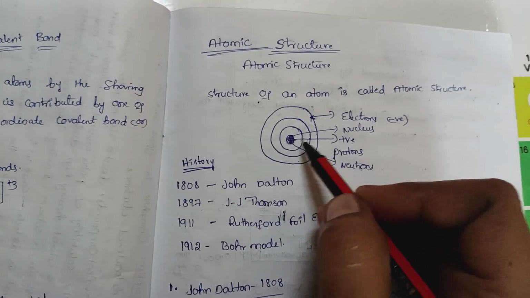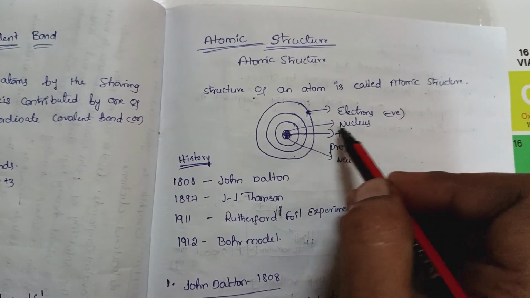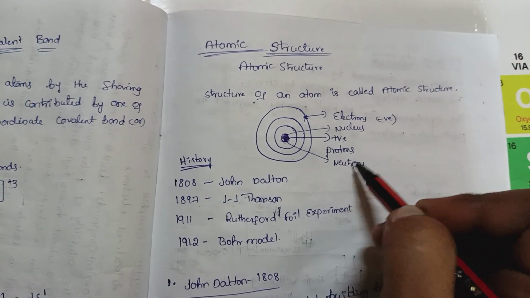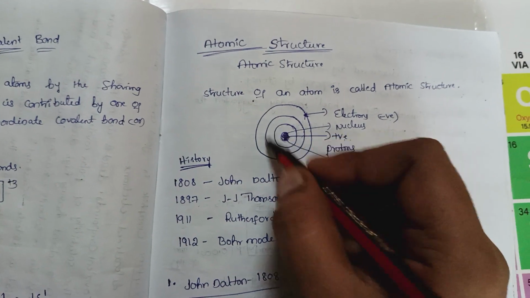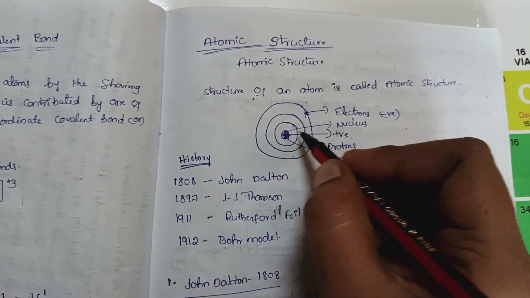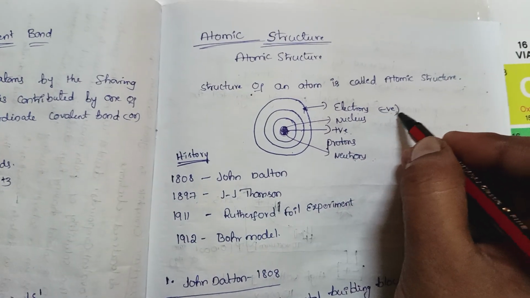If we take an atom, it has a nucleus. Nucleus consists of protons and neutrons. Protons have positive charge, neutrons have no charge. Electrons revolve around the nucleus. Electrons have negative charge.